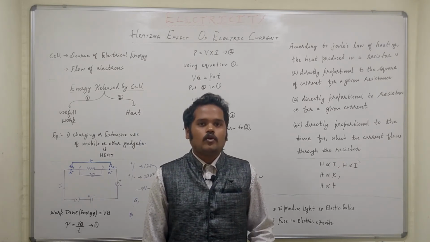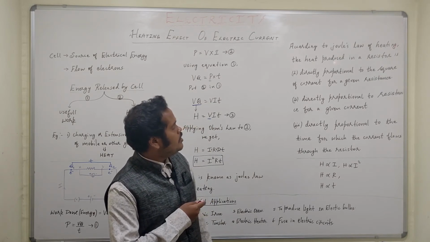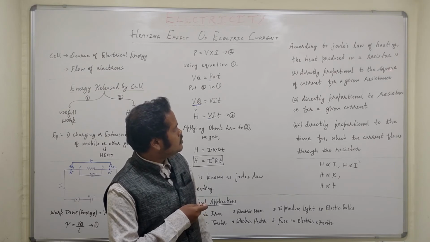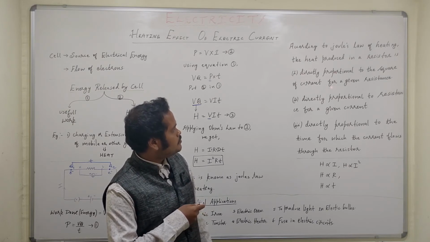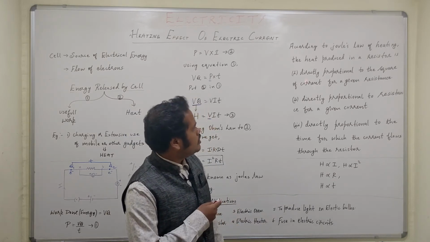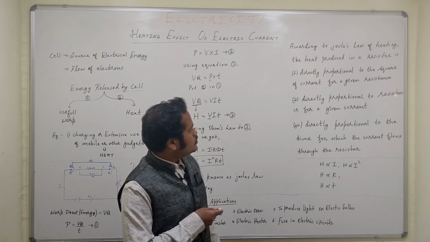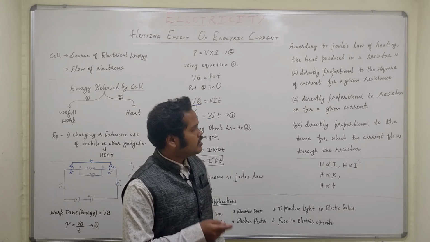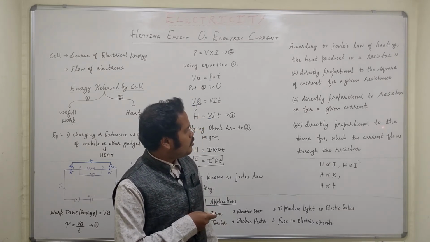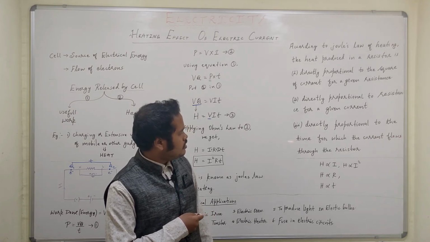This is Joule's law. According to Joule's law of heating, the heat produced in a resistor is, one, directly proportional to the square of the current for a given resistance. So when a resistance is fixed, it is directly proportional to the square of current. Two, it is directly proportional to the resistance for a given current. Three, it is also directly proportional to the time for which the current flows through the resistor. So directly proportional to the time.